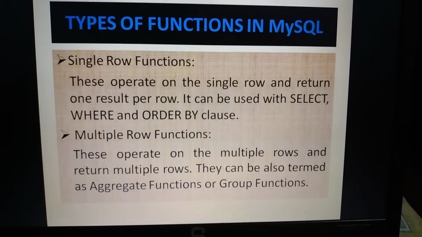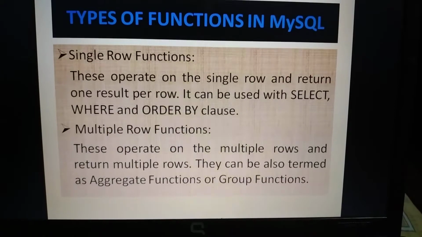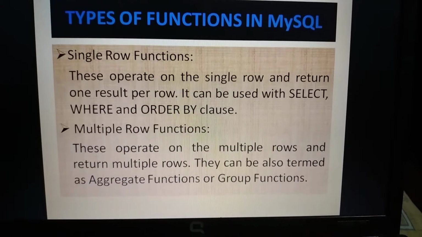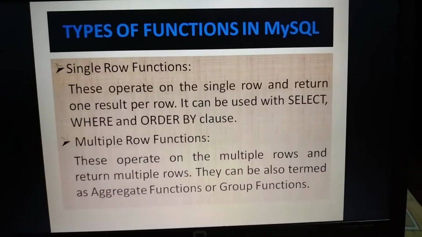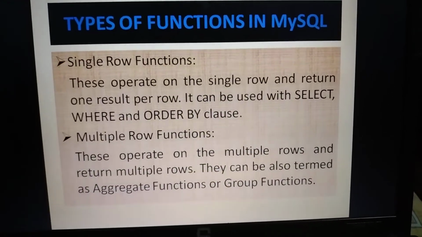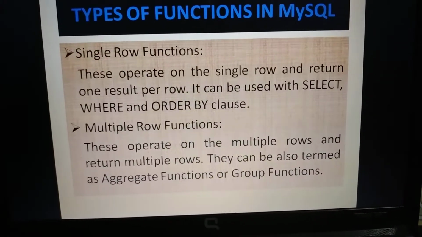Now let's move to the multiple row function. What does multiple row function mean? This operates on multiple rows and returns multiple rows. They can also be termed as aggregate functions or group functions that we are talking about. What does aggregate or group function mean? It will work on multiple rows and it also returns the result on multiple rows. We have to discuss the aggregate functions in detail.